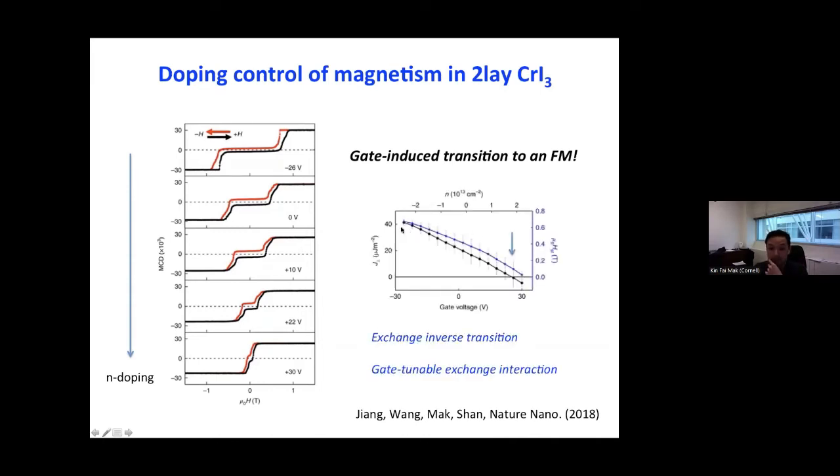So using a gate voltage, you can turn the system from an antiferromagnet to a ferromagnet. This is quite interesting. We can take into account the depolarization field and extract the out-of-plane exchange constant as a function of the doping density in the system. You can see that there is a critical doping at which you have an exchange inversion transition, where the sign of the exchange interaction changes at this particular doping density. I don't know whether it has anything to do with these other terms in the exchange Hamiltonian, but this is what we observed. You can create an exchange inversion transition with increasing electron doping.